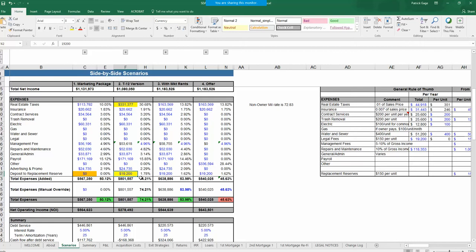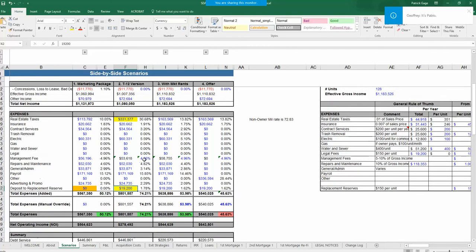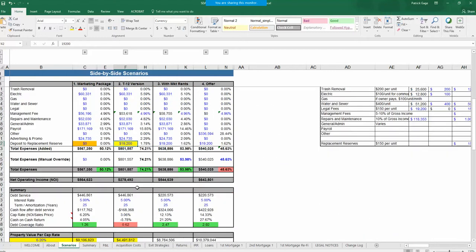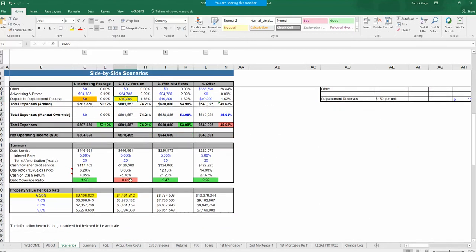So basically, those are the two big differences here, and obviously you see it takes your expenses into the 74% range, right? So now that $9 million, with those added expenses, really doesn't look that good, because you're now negative on your cash flow and negative on your debt service.